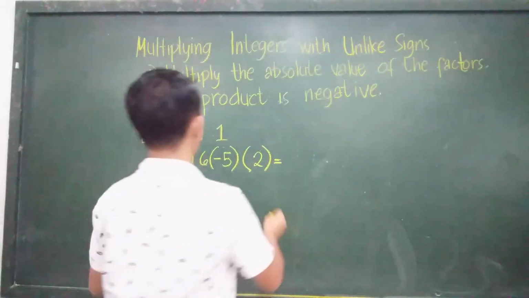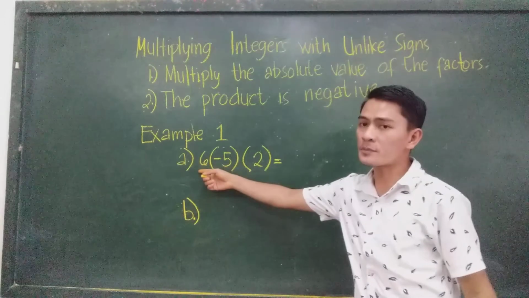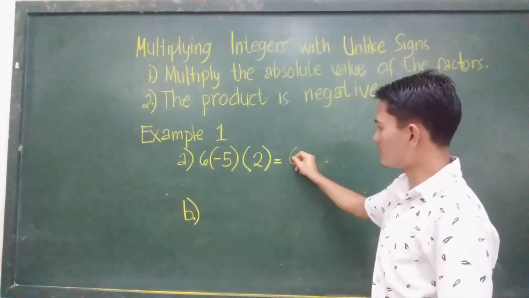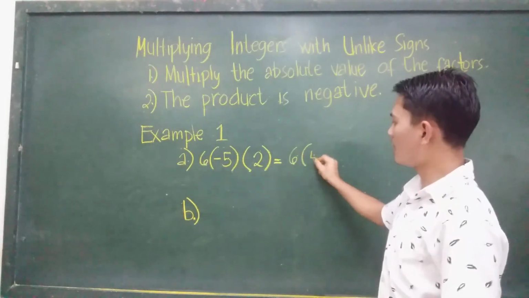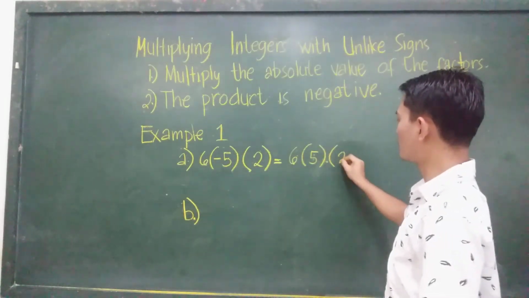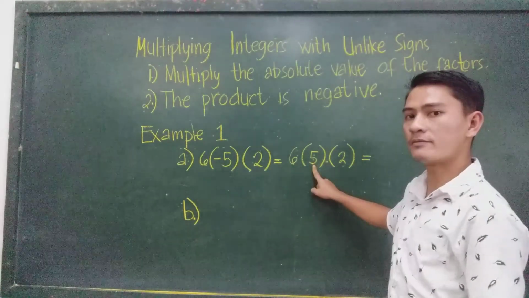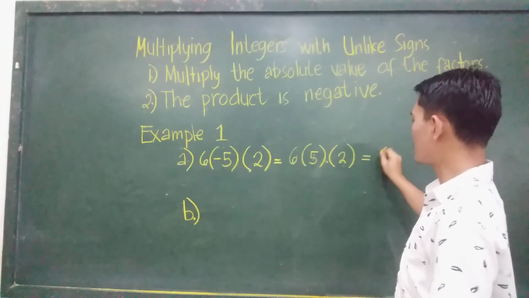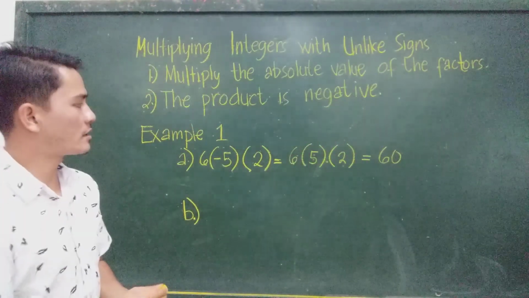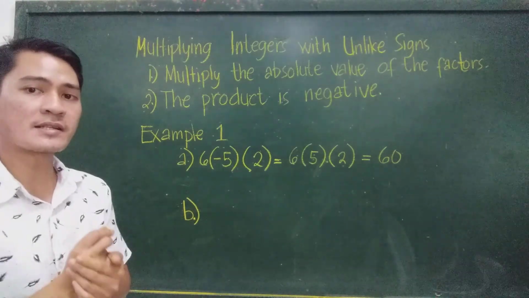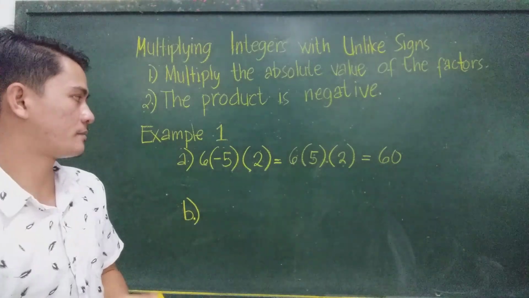First thing to do, we need to multiply the absolute value. So what is the absolute value of 6? We have 6 multiplied by the absolute value of 5, which is 5, multiplied by 2, is equal to 60. Sir, is it correct that the answer will be positive 60? So I have to answer that.